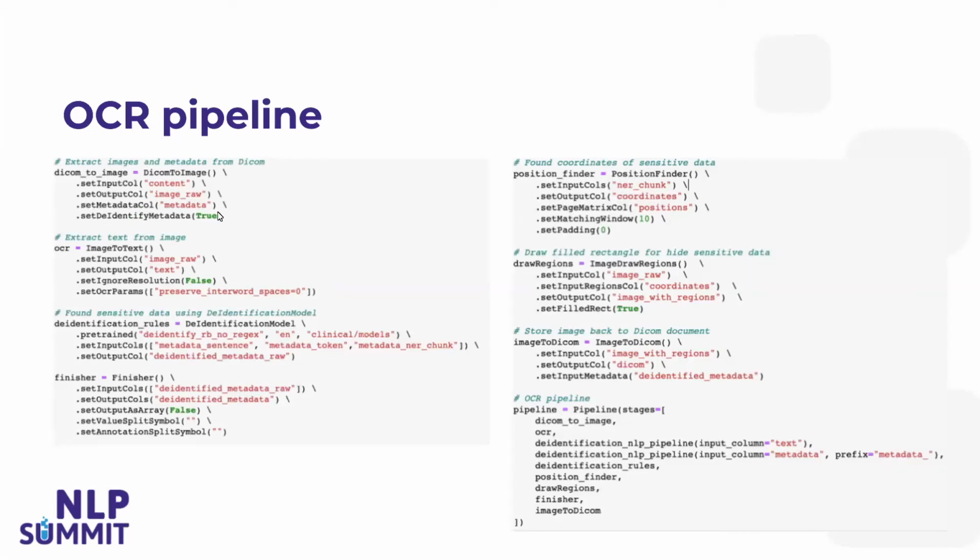And for the de-identification of DICOM documents, we have a bit more complex pipeline, which includes de-identification of metadata and image. So we have here two calls of the de-identification NLP pipeline. And for hiding sensitive info on the image, we are drawing rectangles using the image draw regions transformer, and storing back metadata and images to DICOM format using the image to DICOM transformer.